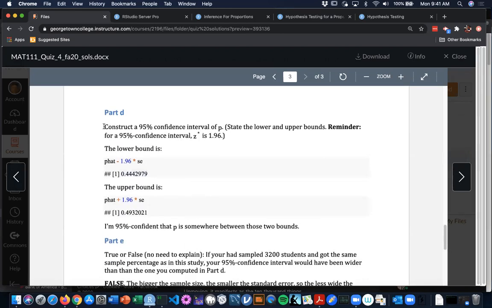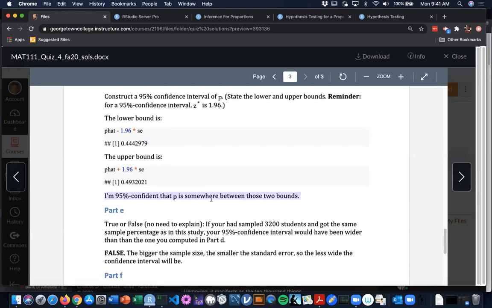It just said to construct it. It didn't say to interpret it. I'm just going here and interpreting it because I think that's a good thing to do all the time. But you get full credit if you just construct it.